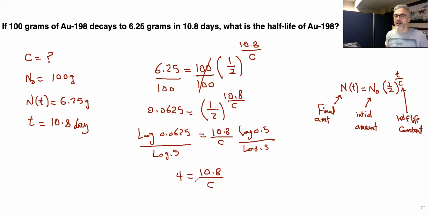When the unknown is on the bottom, it is one easy step to solve. Free trade agreement, that's what I call it. The C goes where the 4 is, and the 4 goes where the C is. So this will give you C equals 10.8 over 4, which equals 2.7 days.